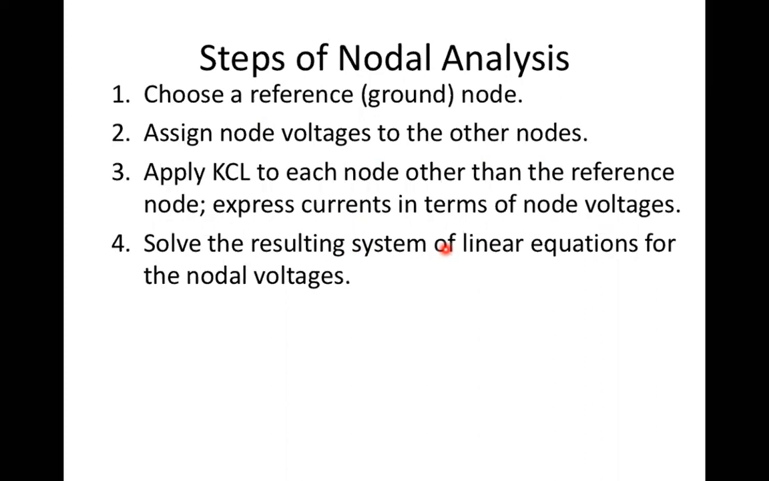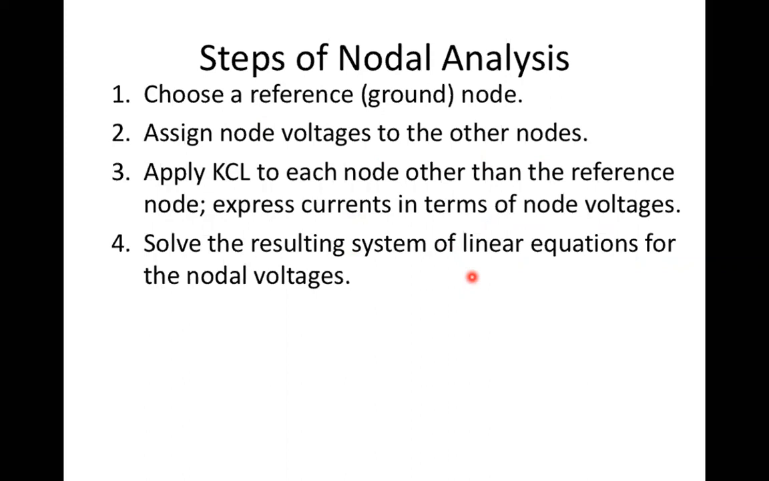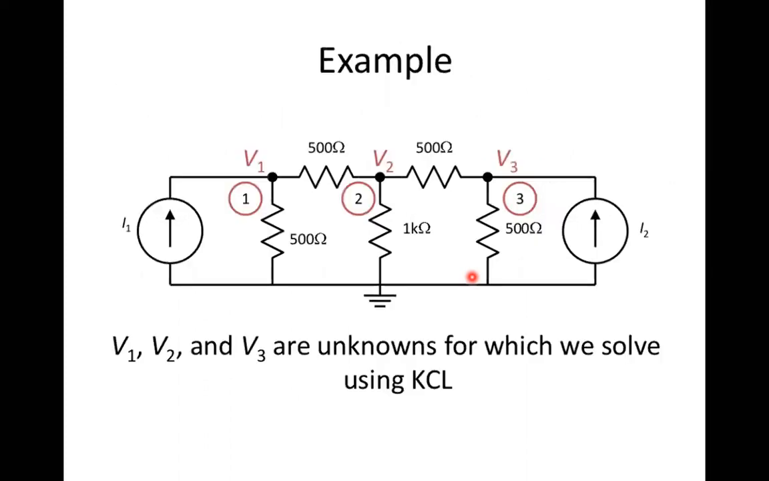Choose a reference ground first. As we talked about earlier, we need to choose the reference ground. So we say that this complete node is the ground reference. Whatever we can see underneath, these three nodes or this path, we can say is the grounded one. So choose a reference ground node, assign node voltages to the other nodes, apply Kirchhoff's current law to each node other than the reference node, express currents in terms of voltage notation, and solve the resulting system of linear equations of the nodal voltages. These are the same steps, just summarized here.